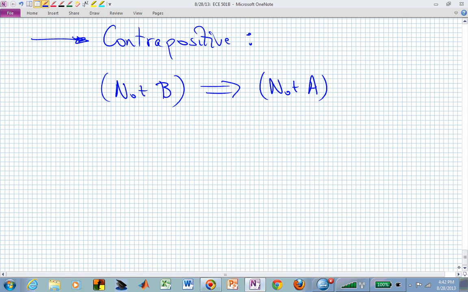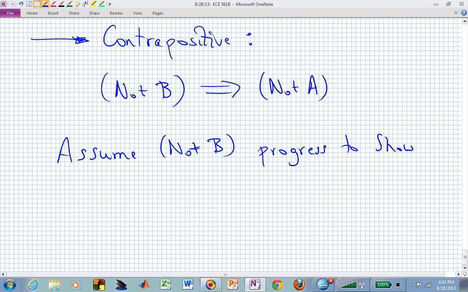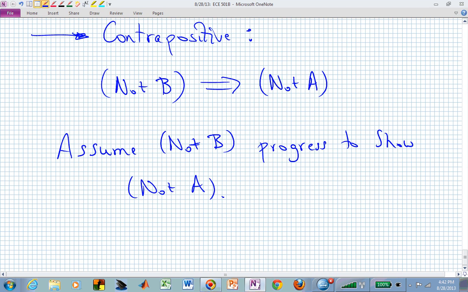With this approach, what you do is you start with not B, and you progress to show not A. And again, if this is not making much sense to you, go back and just set up the truth tables and show yourself that not B implies not A is equivalent in logic to if A, then B.